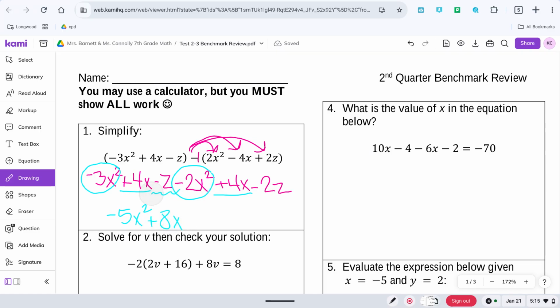And I have a negative z, which is really negative 1z, and a negative 2z. Negative 1 minus 2 is negative 3z. And you're done. Number 2.